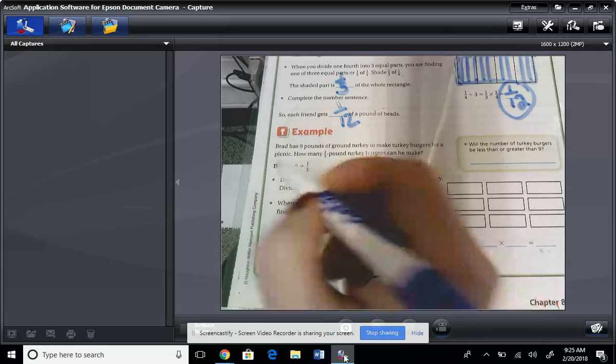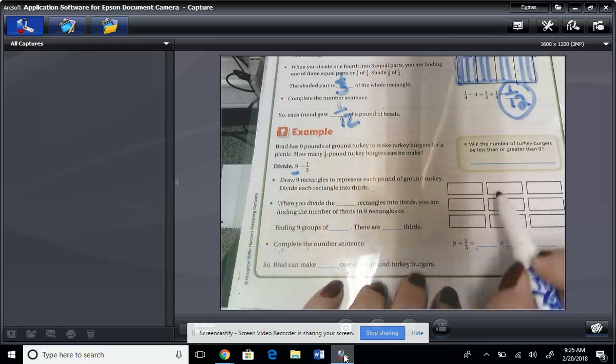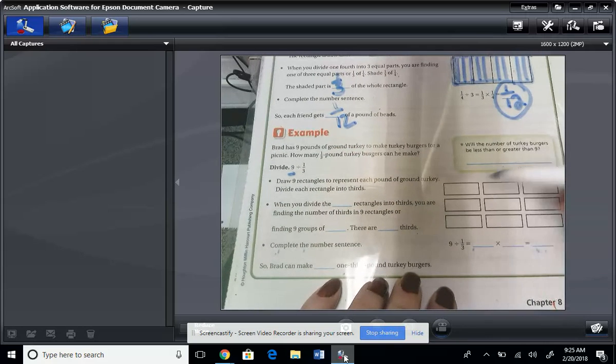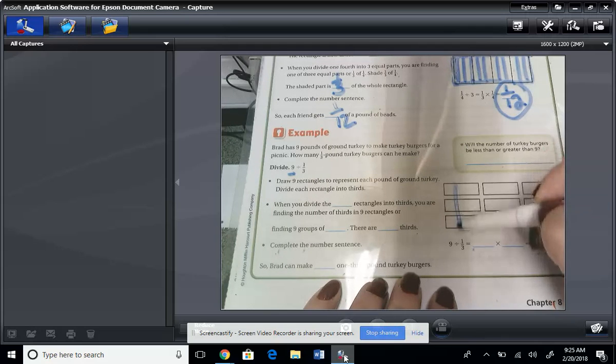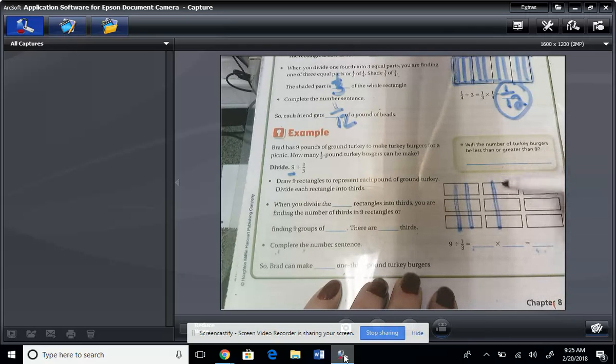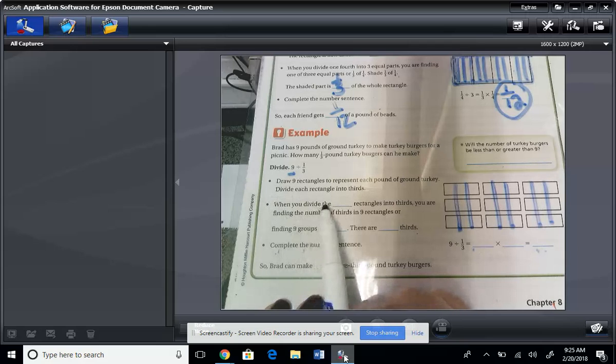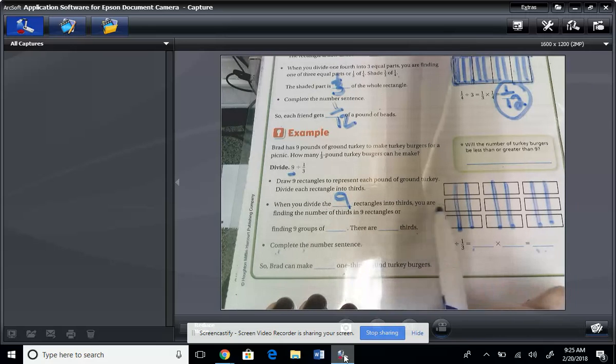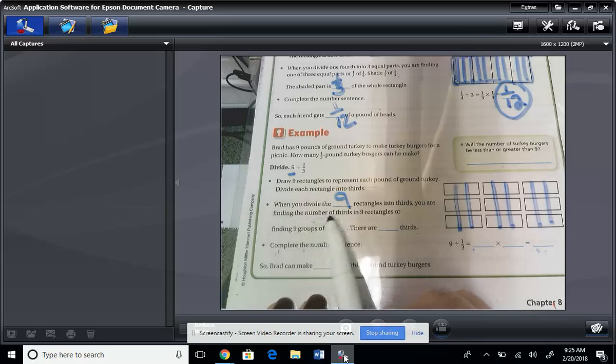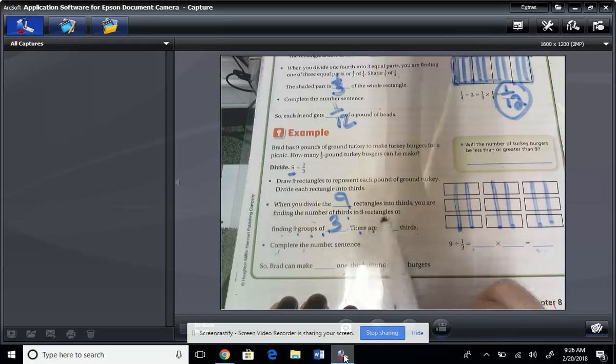All right, I've got 9 pounds, so I'm going to draw 9 squares. I'm going to break them into thirds because each pound, I'm going to use 1/3 of it for a turkey burger. So I divided each into thirds. When you divide the 9 rectangles into thirds, you're finding the number of thirds in 9 rectangles, or finding 9 groups of 3. There are 27 thirds.